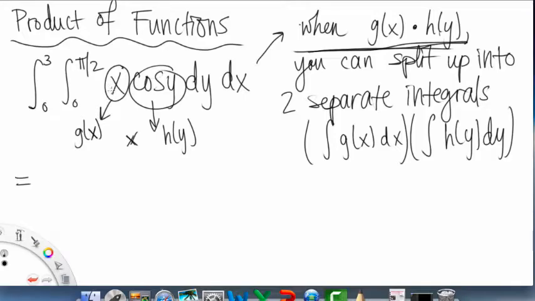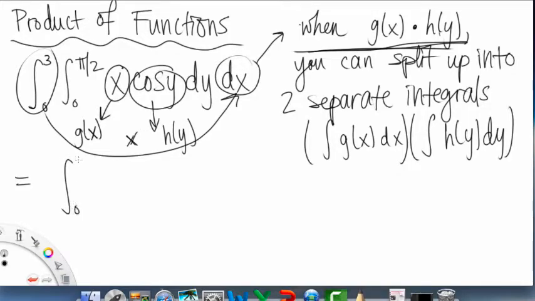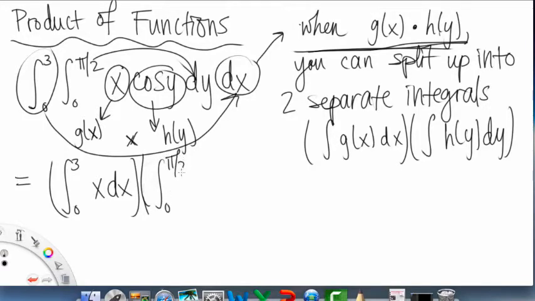So our x stuff corresponds to the dx here, right? Because they're both on the outside. So it'd be from 0 to 3, and then we take our g of x, which is x, and our dx here. So basically what we did is just pull all of the x stuff to the left, and now we'll take whatever's left over, all the y stuff, and put it in the other set of parentheses. So then our bounds are 0 to pi over 2, because that was on the inner part. And then we have cosine y and our dy.